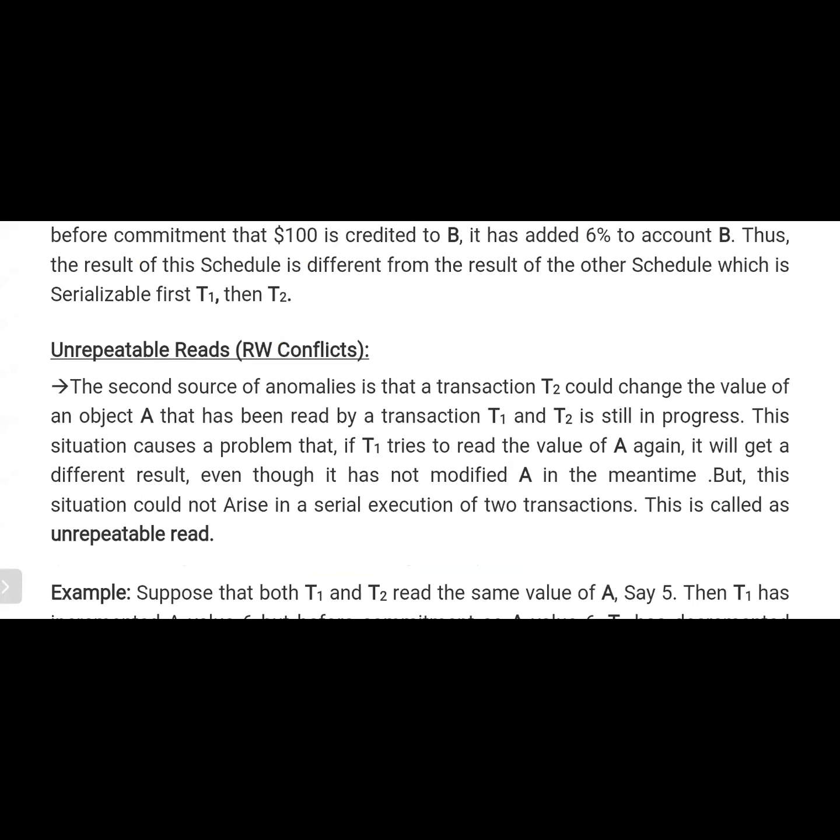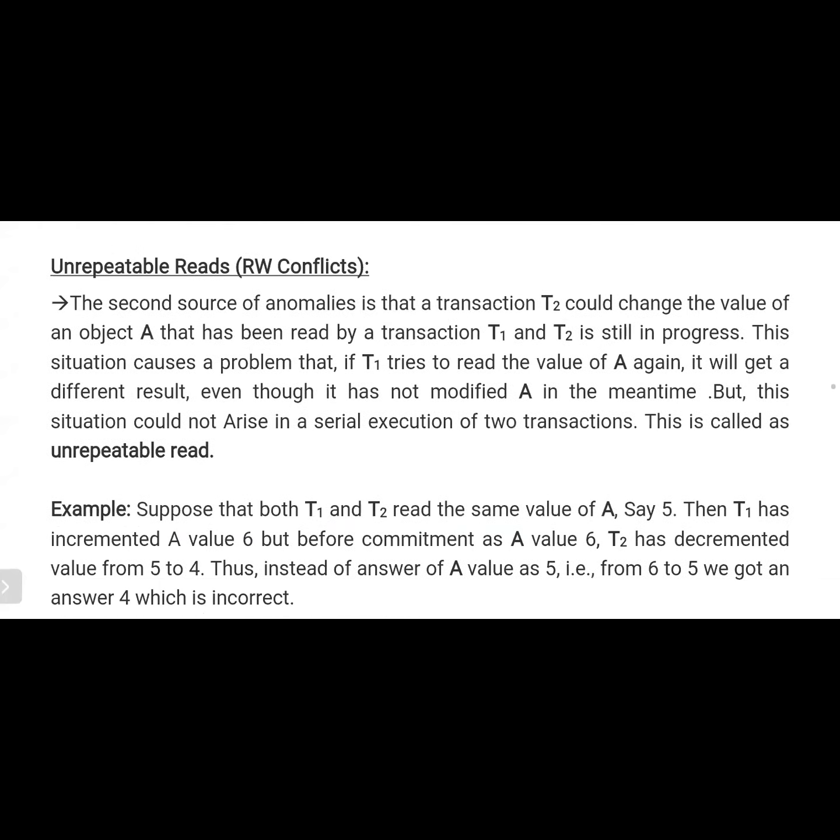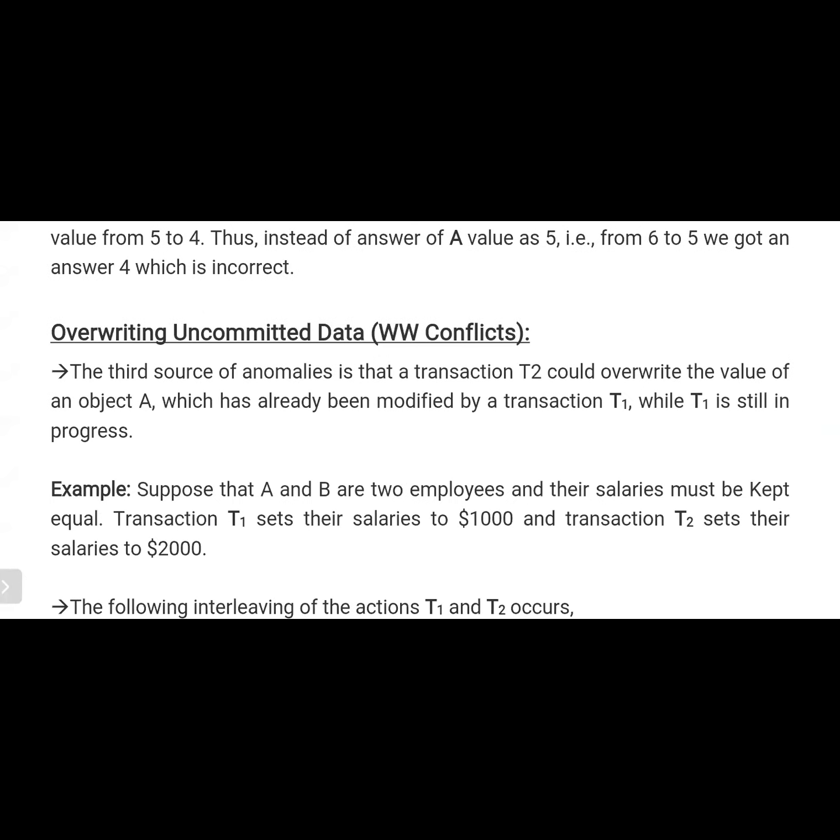The first one is dirty read and the second one is unrepeatable read. Now we try to discuss the third one, that is overwriting uncompleted data. This type of conflict is referred to as a write-write conflict. If you observe clearly, each and every conflict, you can divide like this.